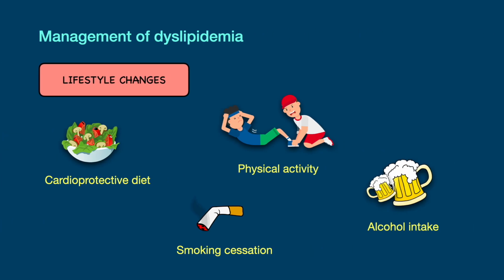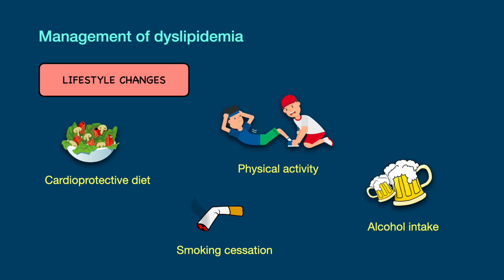NICE makes a number of specific lifestyle points. Cardioprotective diet: total fat intake should be less than 30% of total energy intake. Saturated fats should be less than 7% of total energy intake, and dietary cholesterol should be less than 300 mg a day. Saturated fats should be replaced by monounsaturated and polyunsaturated fats where possible. Replace saturated fat intake with olive oil, rapeseed oil, or spreads based on these oils.